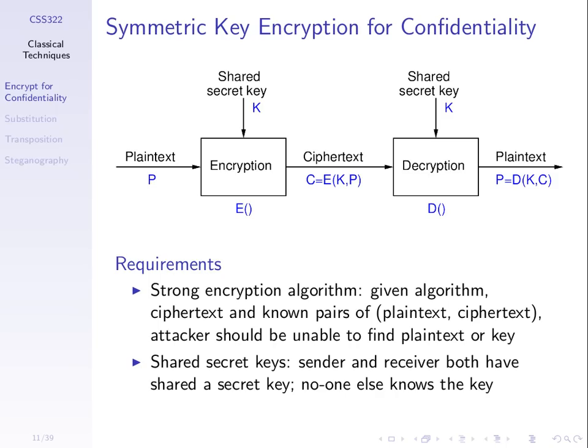And D is the decryption function, and the plain text equals the decryption of ciphertext C using key K, where with symmetric key encryption, these two values of the key are identical, they're the same. The rest is what we've said before.